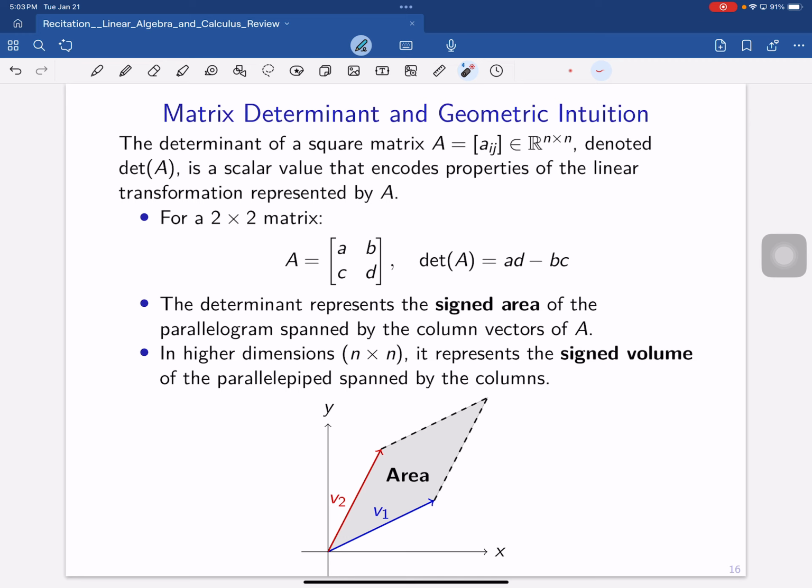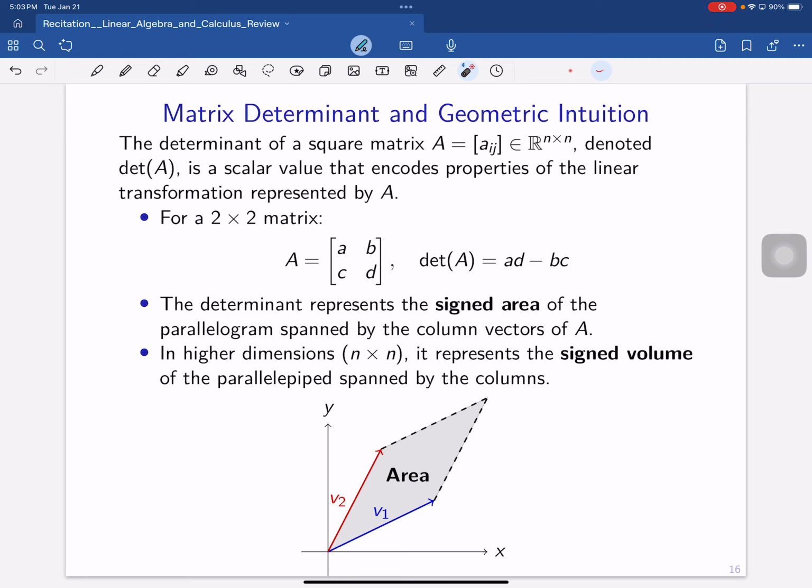Okay. And you know that the determinant can be negative, but the volume is always positive. So when does the determinant become negative? Yeah, exactly, when you flip the order of V1 and V2. Here V1 is to the right of V2. If V1 is to the left of V2, then the determinant is negative.